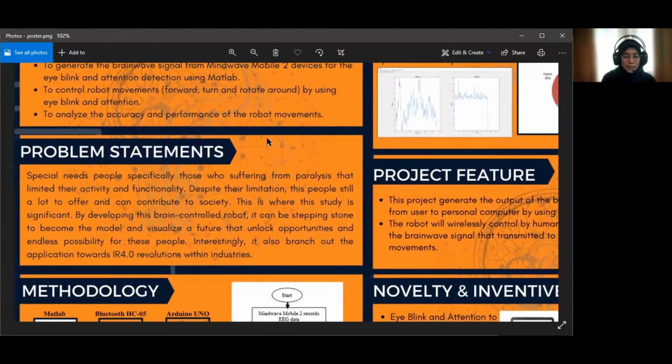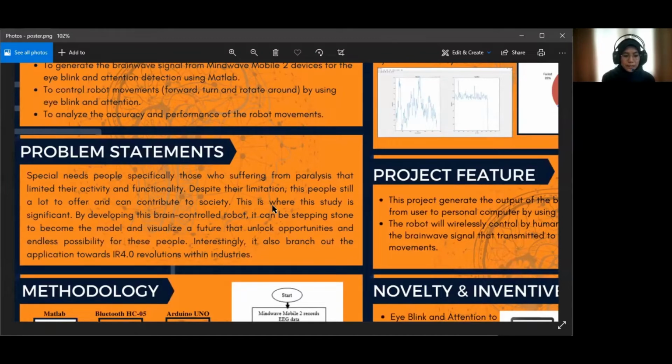For the problem statement, it is especially about special needs people, specifically those who are suffering from paralysis that limits their activity and functionality. Despite their limitation, these people still have a lot to offer and can contribute to society. So this is where this study is significant.